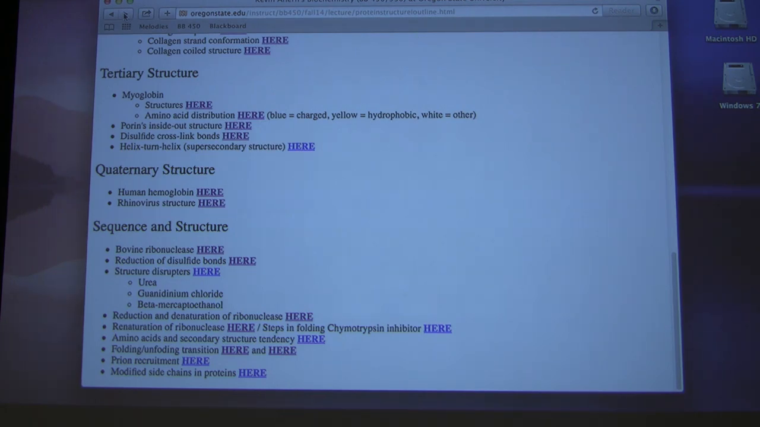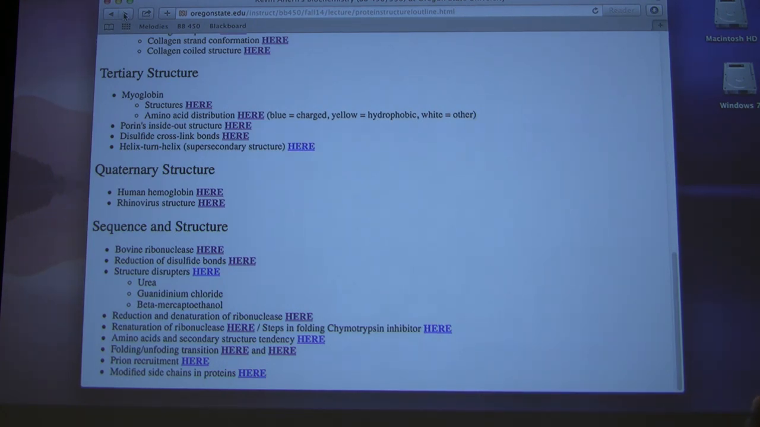Levinthal asked how many possibilities would have to be considered on a random basis to determine the structure of a fairly simple polypeptide chain. He said, what if we had one that was 50 amino acids long? That's not very long for a protein. And we considered all the possible angles that would be reasonable for these amino acids to have between each other, and the interactions that would occur between them.